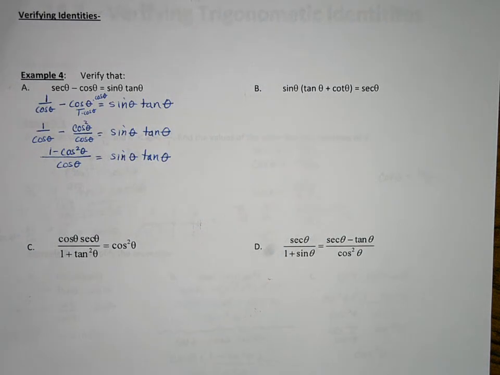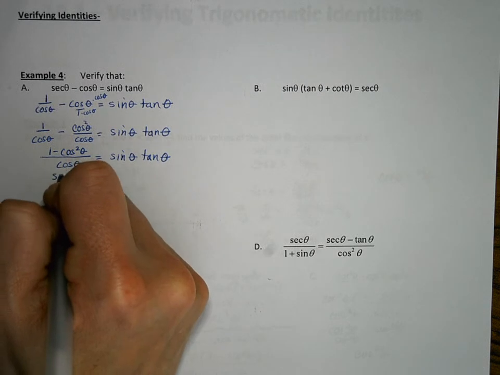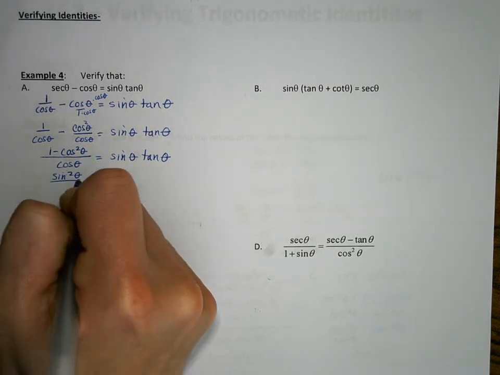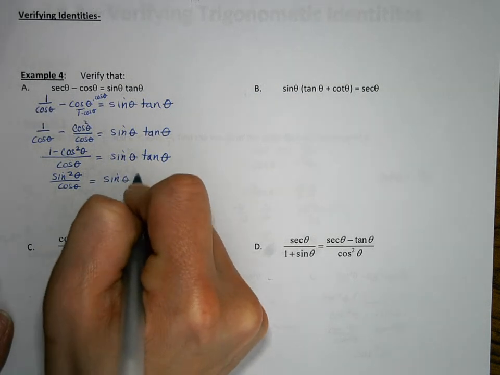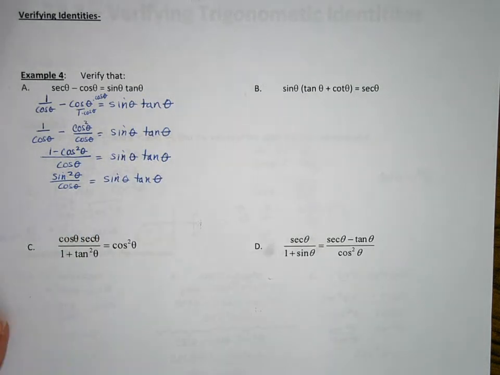All right, any thoughts now? Beautiful. Looking at that, 1 minus cosine squared is really sine squared. So we got sine squared of theta over cosine of theta. Still equal to sine theta tangent theta. Nothing changing on that right-hand side.